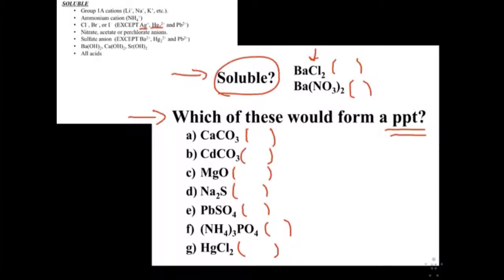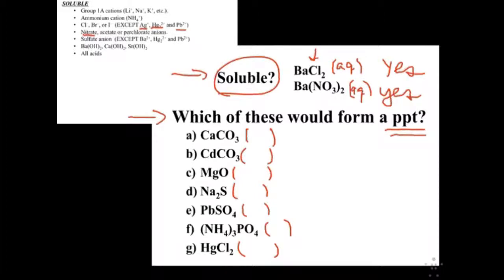Except lead, mercury 2 plus, dimercury 2 plus, or lead 2 plus. So barium chloride is going to be soluble. Barium nitrate, anything with nitrate is going to be soluble. So aqueous. So yes, that's soluble. Which of them is going to form a precipitate?